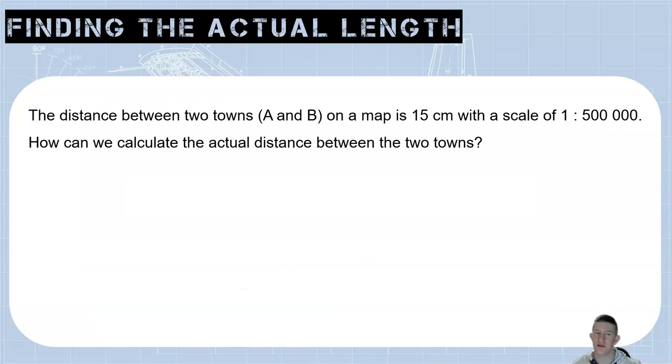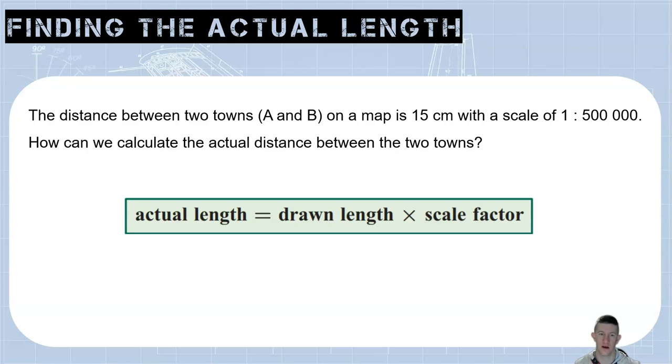If we said the distance between two towns, let's call them town A and B, on a map is 15 centimeters, and the scale on the map is 1 to 500,000, how would we calculate the actual distance between the towns? The rule is that the actual length is the drawn length multiplied by the scale, which you've already done in your head before when we said every centimeter is equal to 500,000 centimeters.